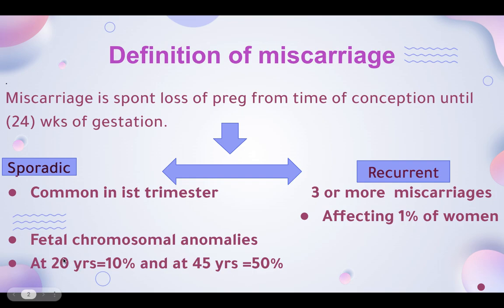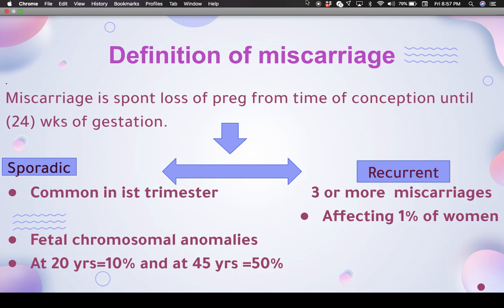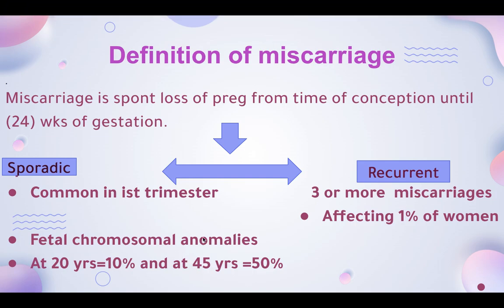So at the age of 20 years, what is the risk of sporadic miscarriage? It is 10%. I hope that it will become easy for you. And at 45 years, it's not going to be half now. It's 45 plus 5 is equal to 50. So at 45, the risk of sporadic miscarriage is 50%.